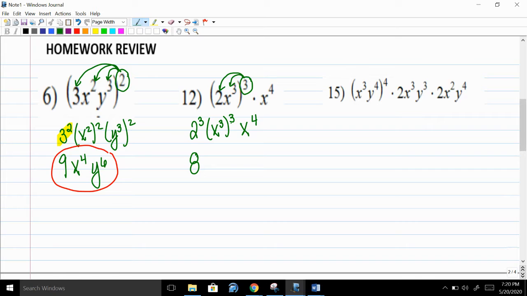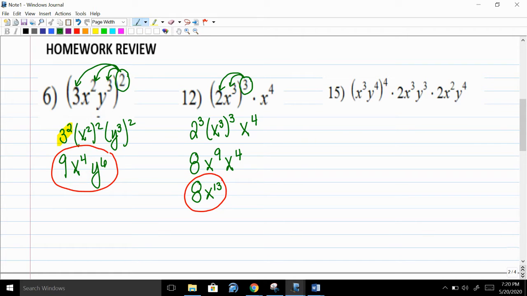This is an exponent, so you multiply. 3 times 3 would give you an x to the ninth, and then you have an x to the fourth. That 8 comes down. That 9 and that 4, that's your product of powers rule, so you should add the 9 and the 4. Your answer there is 8x to the 13th.